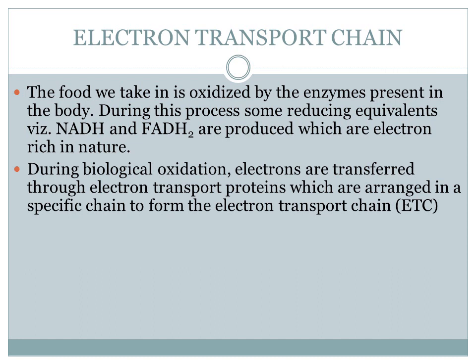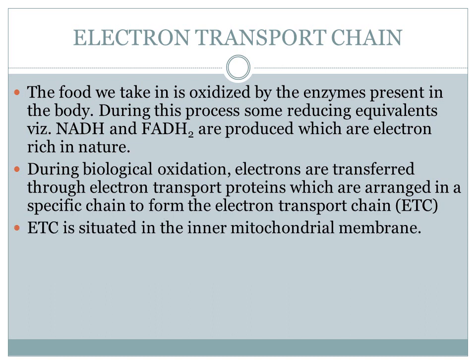So what happens during biological oxidation? That means oxidation of these reduced components NADH and FADH2. Electrons are transferred through electron transport proteins, which are arranged in a specific chain to form the electron transport chain. So there are some proteins, they are arranged in a particular sequence, in an order. Okay, and electrons will flow through these proteins, right?